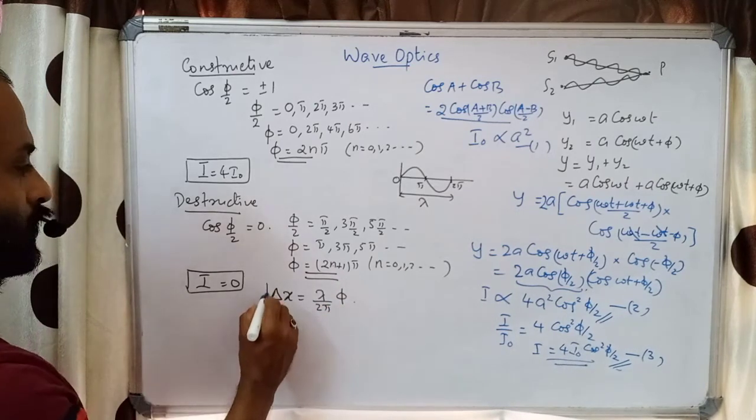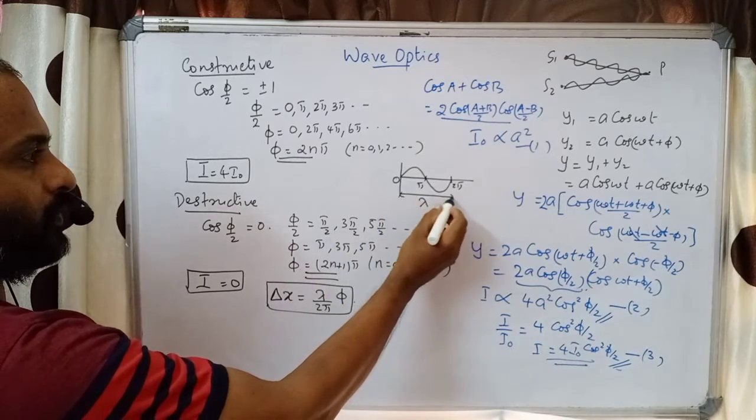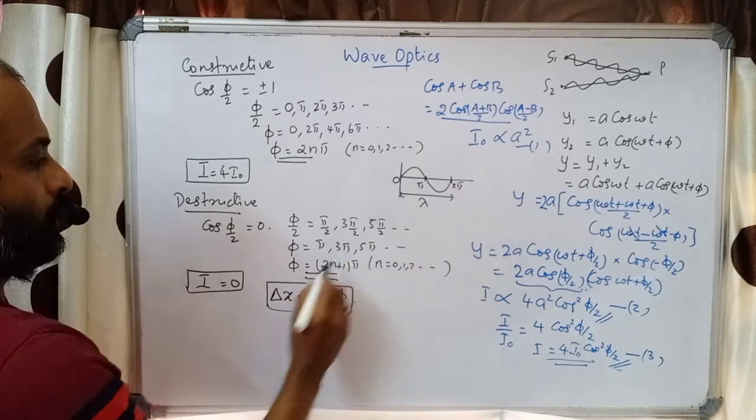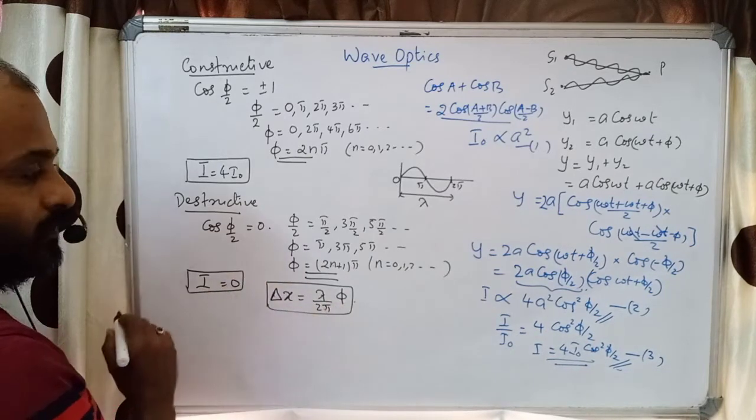So this is a general relation for path difference. Based on this condition, for a path difference of lambda, the phase difference will be 2 pi. So generally, path difference equals lambda by 2 pi into phase difference.